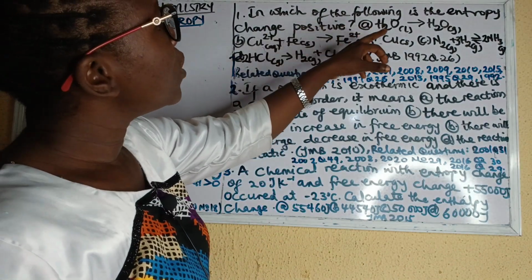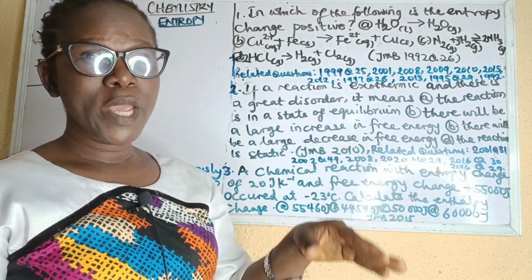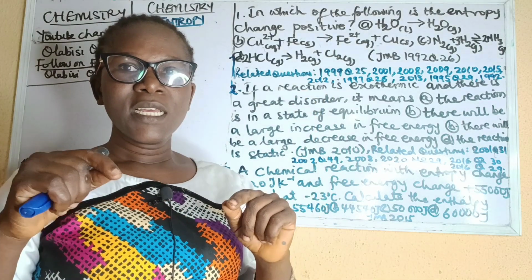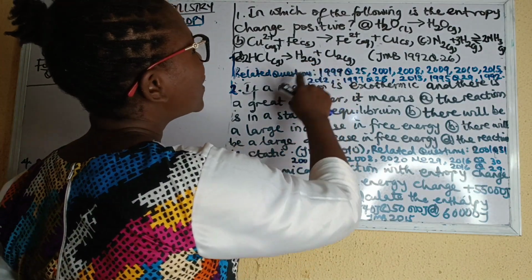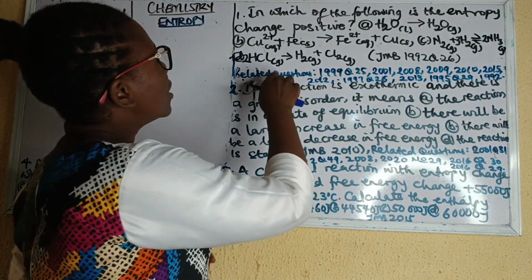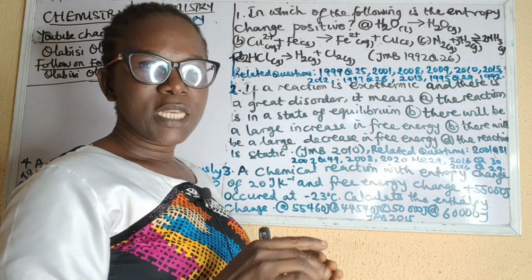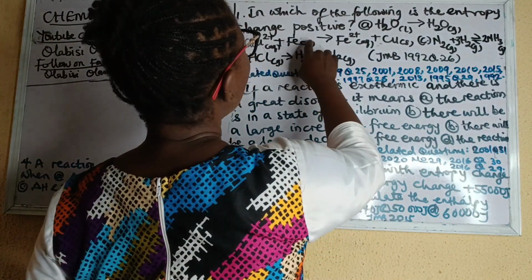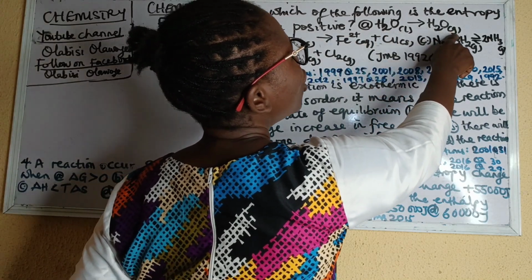In which of the following is the entropy change positive? That is, in which of the reactions below is the entropy change positive, that is, requires a reaction in gaseous state, because it is expected that if a reaction is in gaseous state, the entropy will be higher, and the degree of disorderliness is higher. So the first one here, water changing from liquid to gaseous state.